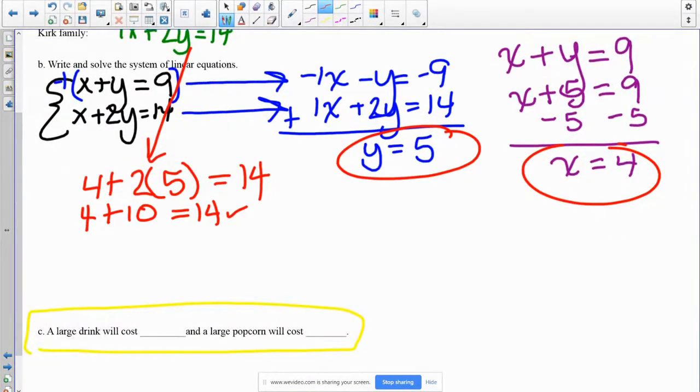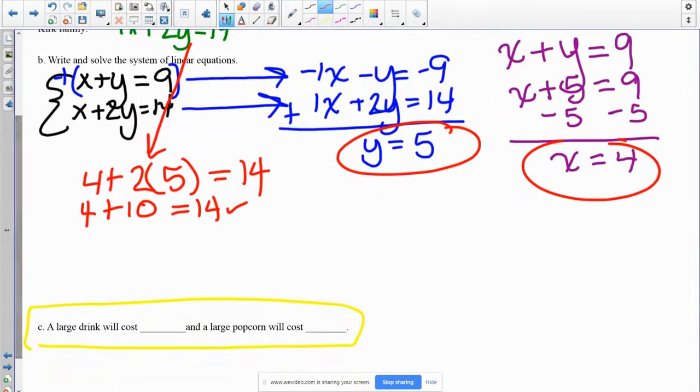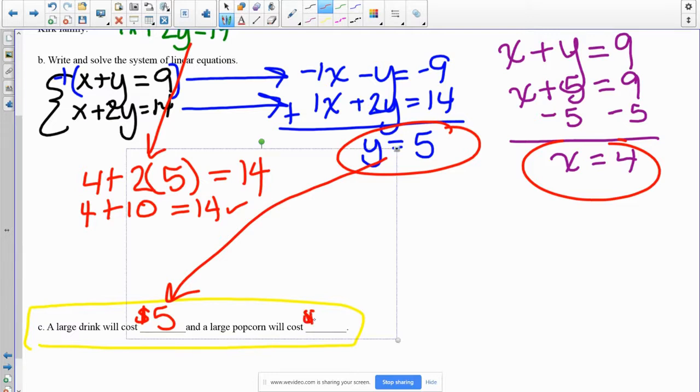So I go down here. I've got to be careful when I do this. So I go back and look. y is my large drink. So the large drink will cost $5 because y is 5. So that goes there. And the large popcorn will cost me $4. So just be careful of that bottom one, that it's not always x and y. It just depends on which variable represents what.